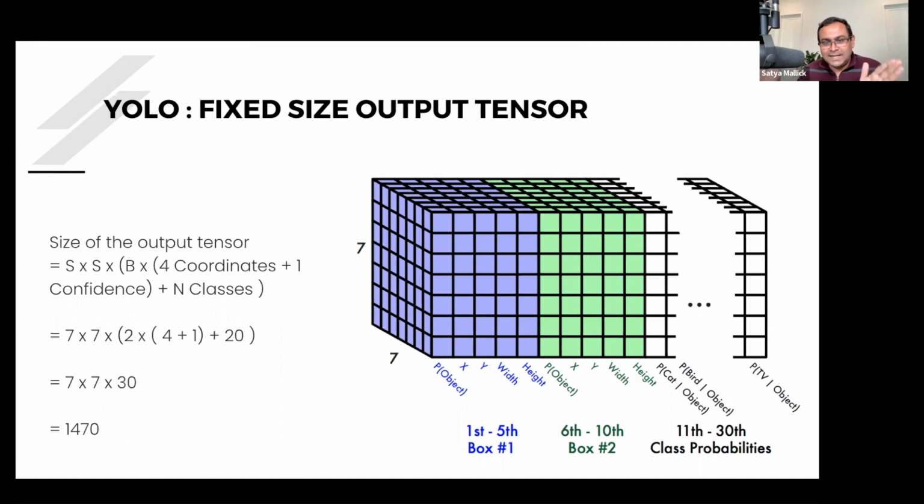The first 10 dimensions are for the 4 coordinates plus confidence, the 4 coordinates plus confidence. And the last 20 represent the class probabilities, right? So the total dimension is basically 1470. Is that clear?